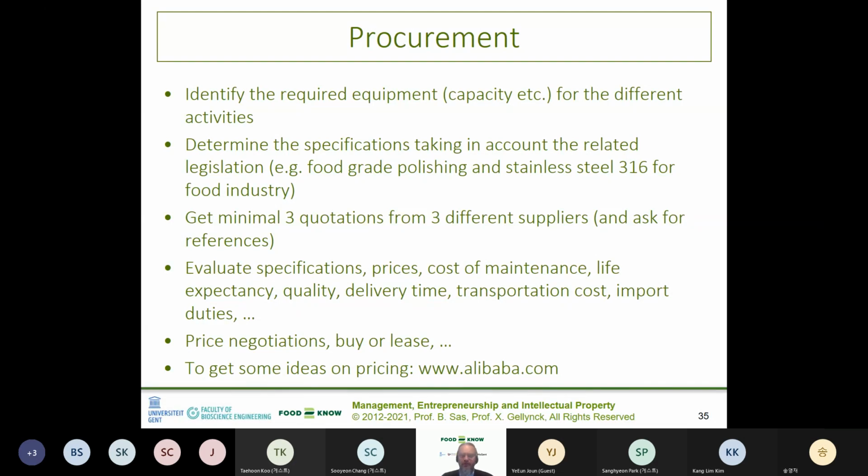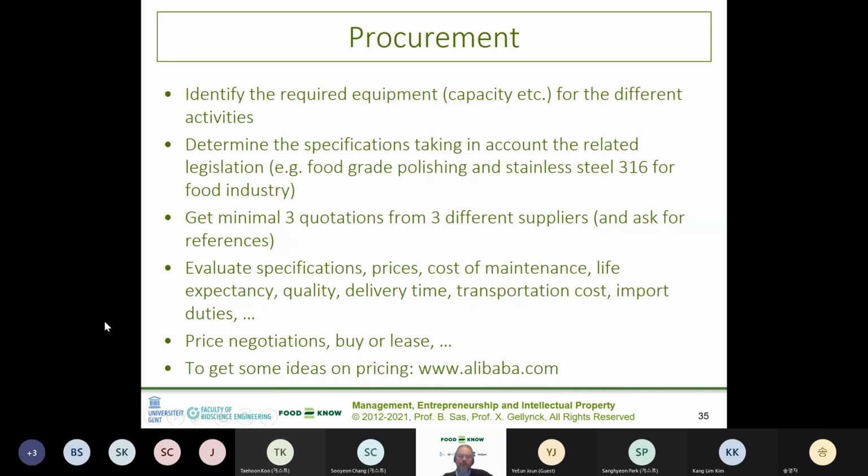So procurement, what is procurement? That's identifying, when we talk, for instance, about capacity planning, all the required equipment for different activities, and determining the specifications for that equipment, for instance, for pharma grade material or food grade material. The polishing needs to be stainless steel 316 with a polishing of less than 0.4 microns. Very important since it gives a huge competitive advantage, the price.